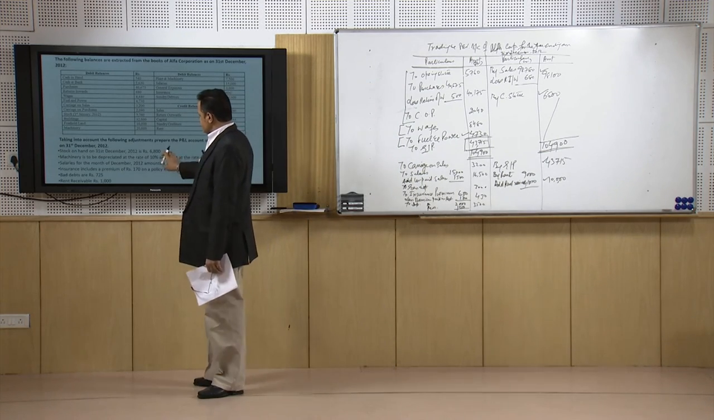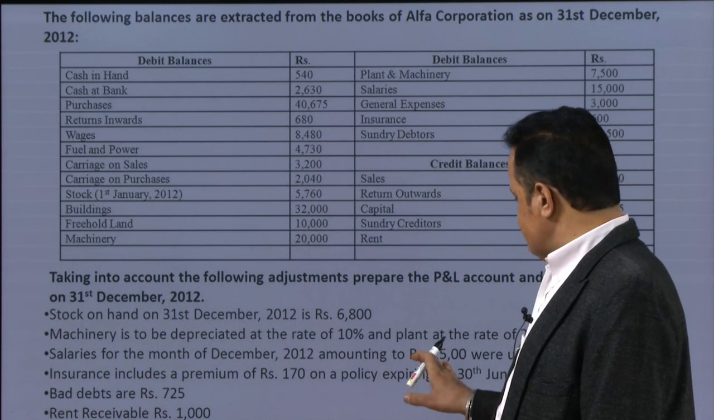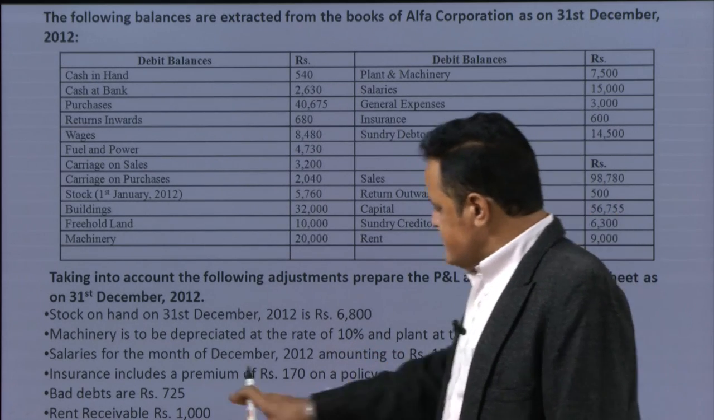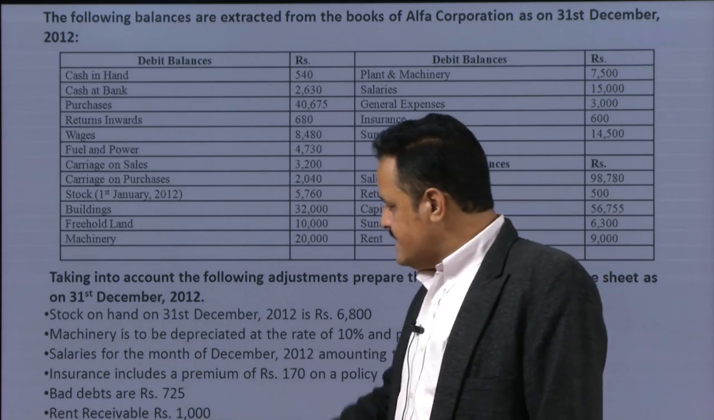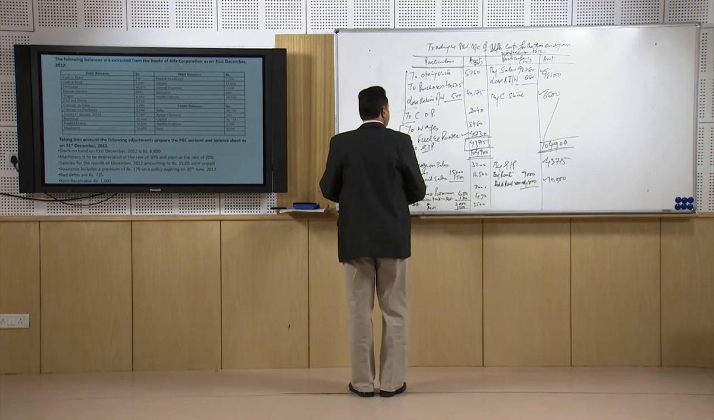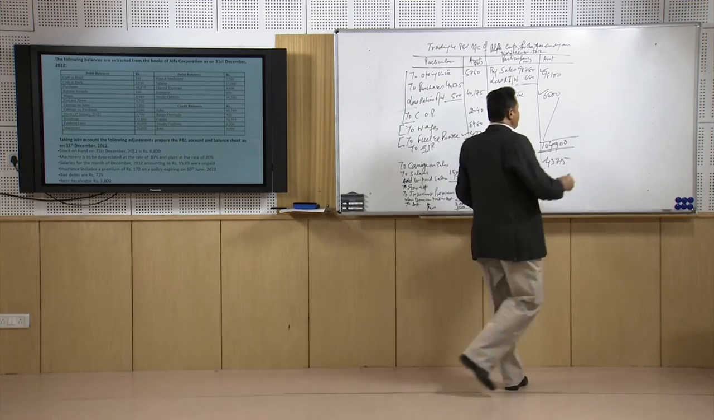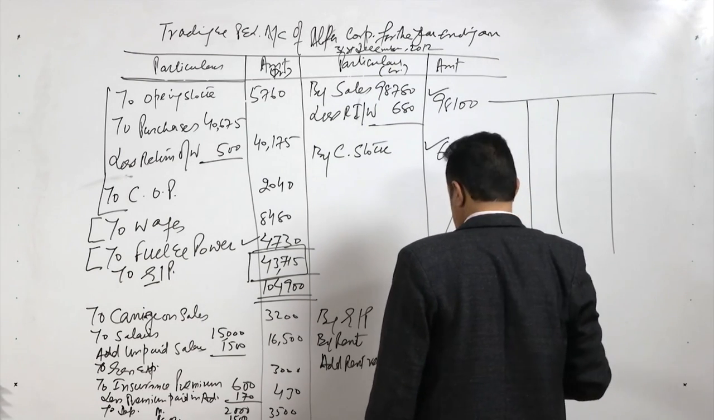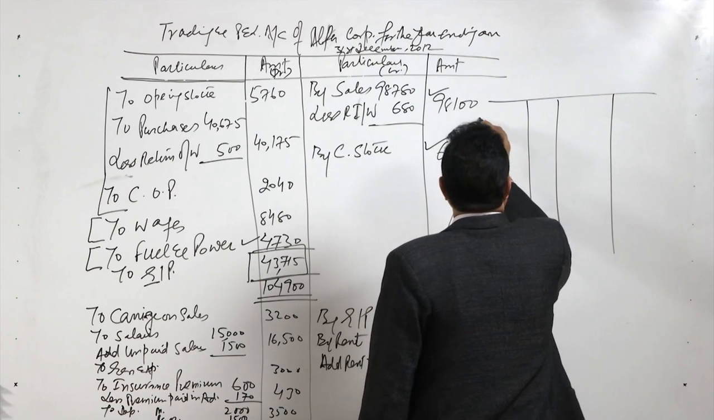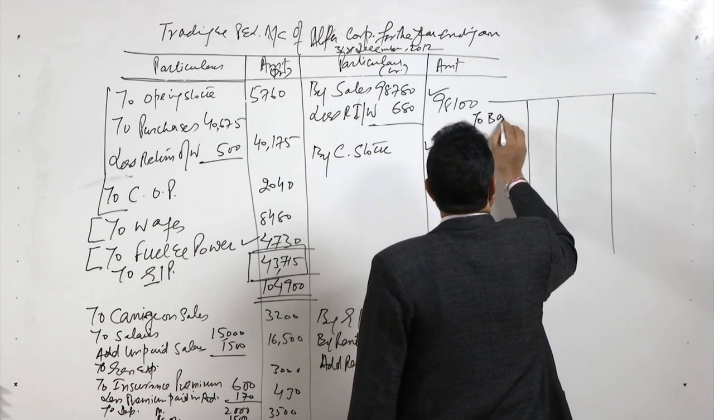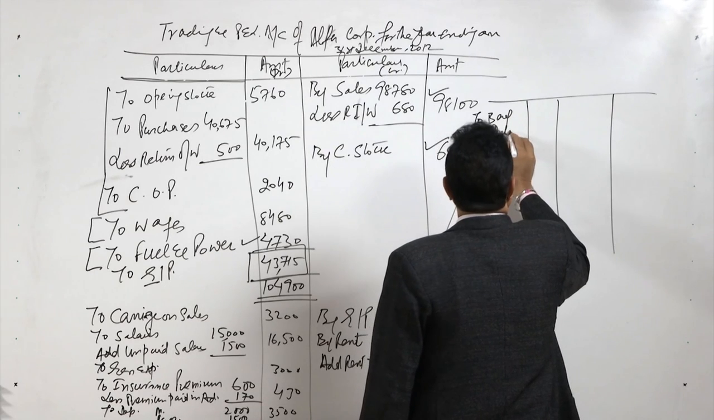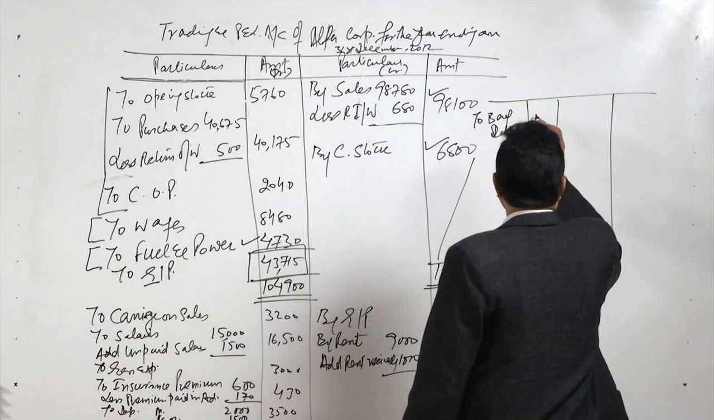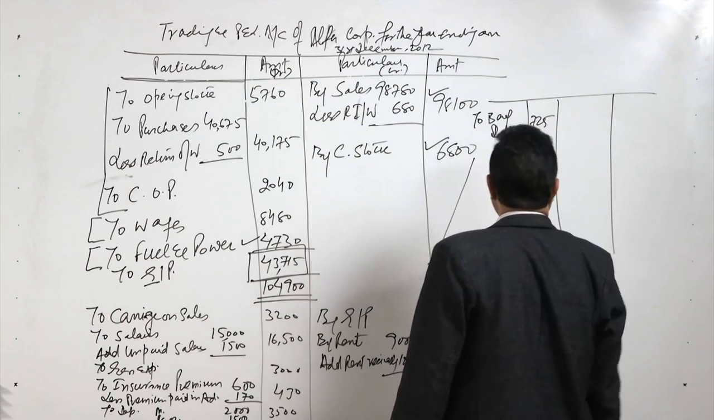So stock we have adjusted, the depreciation part we have taken into account, salaries we have taken into account, insurance premium we have taken into account, and rent receivable we have taken into account. Now we will take the bad debts. Bad debts amount is 725. So this will come directly as one item only, 725.